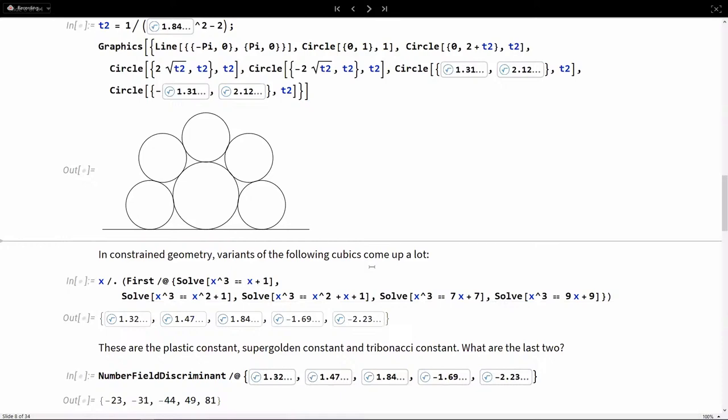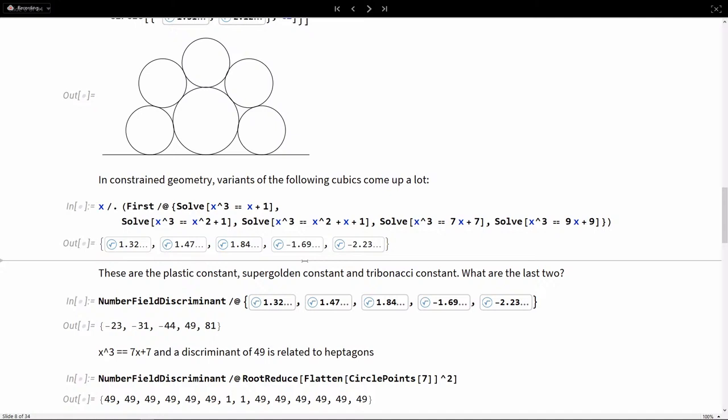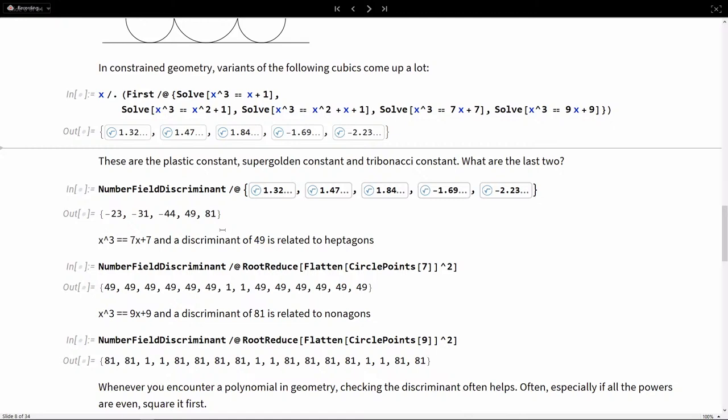In constrained geometry such as this one, there's a few constants that come up a lot. There's this one, the plastic constant here. This one, the super golden ratio. This one, the Fibonacci constant, which we just used. This one, based on seven. And this one, based on nine. The last two, we can look at the discriminants. The one based on seven has a number field discriminant of seven squared. The one based on nine has a number field discriminant of nine squared.